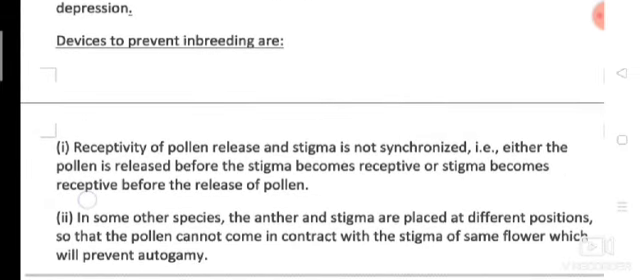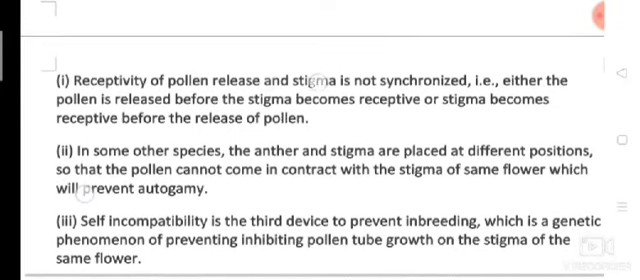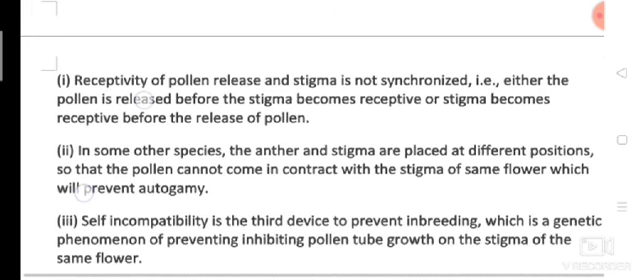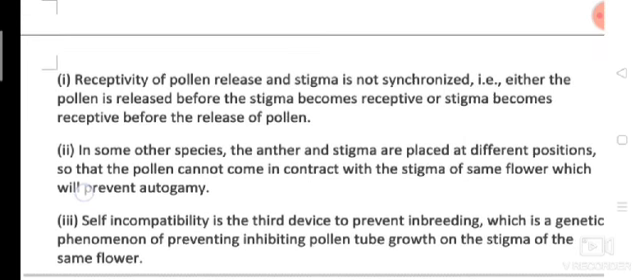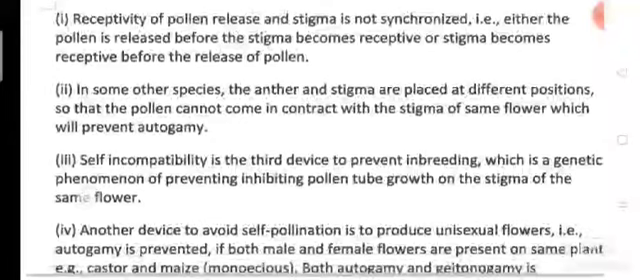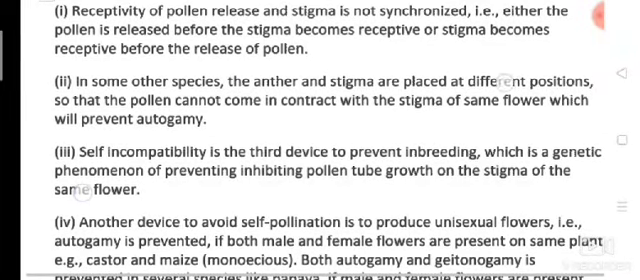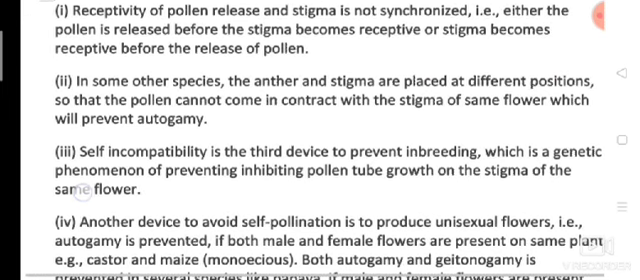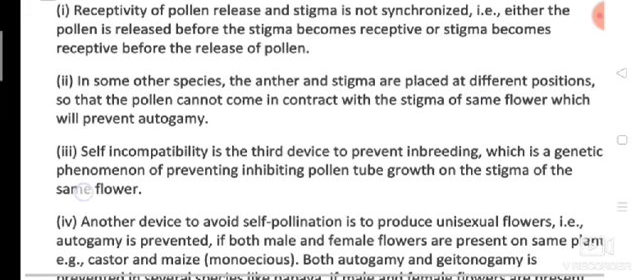Devices to prevent inbreeding: pollen release and stigma receptivity are not synchronized. Either the pollen is released before the stigma becomes receptive, or the stigma becomes receptive before the release of pollen. In some other species, the anther and stigma are placed at different positions so that the pollen cannot come in contact with the stigma of the same flower, which will prevent autogamy.